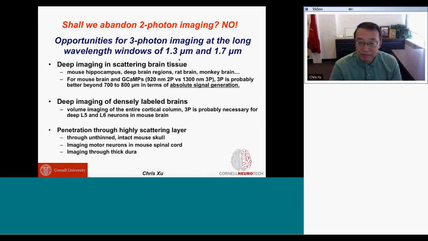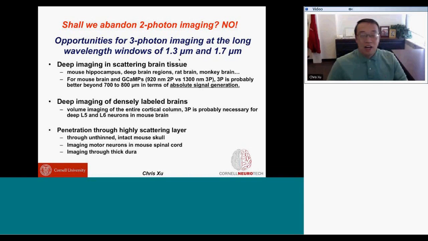Great. Just to follow up on that, Chris, with the development of the red-shifted calcium indicators, for example, how do you see, at least for the cortex, for dense imaging, let's say of the whole column, what do you think are the limitations of 2-photon going deep with the red-shifted? What are the advantages and disadvantages of going to 3-photon there?